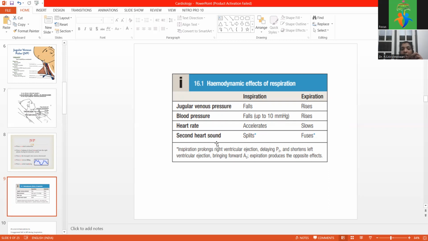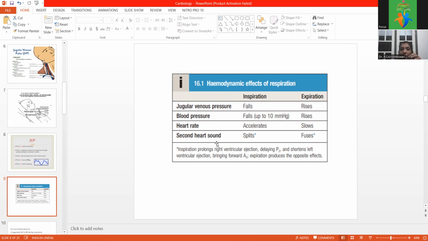And regarding the second heart sound, so what is the first heart sound? First heart sound is due to the closure of what? Mitral and tricuspid valve. Second heart sound, aortic and pulmonary valve. So there are two components of second heart sound, that is A2 and P2. A2 represents aortic valve closure and P2 represents pulmonary valve closure.